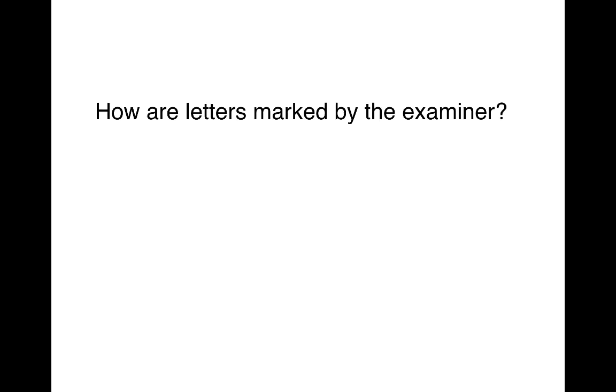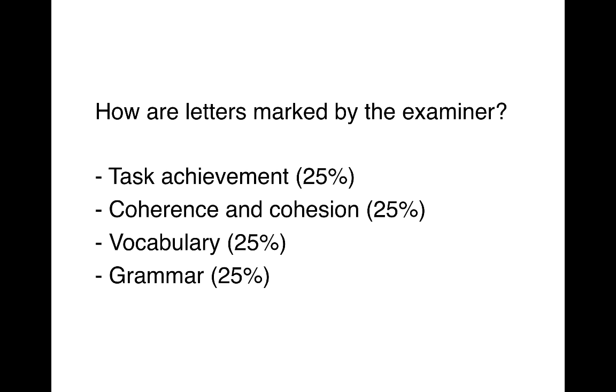How are letters marked by the examiner? This is the final question I'm going to look at. Well, here's how they're marked. Task achievement, 25%. Coherence and cohesion, 25%. Vocabulary and grammar are both worth 25% as well. So the examiner gives you 4 separate scores, and then an average is done to make the overall score. Let me just explain these.